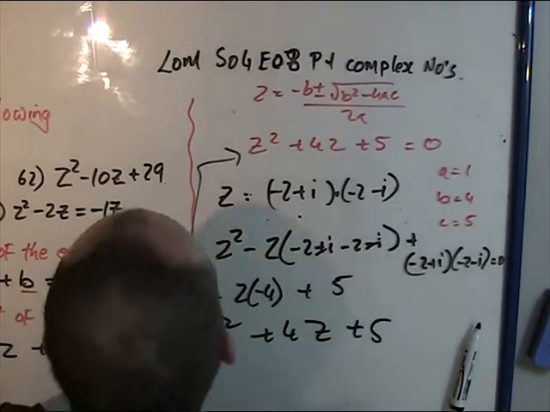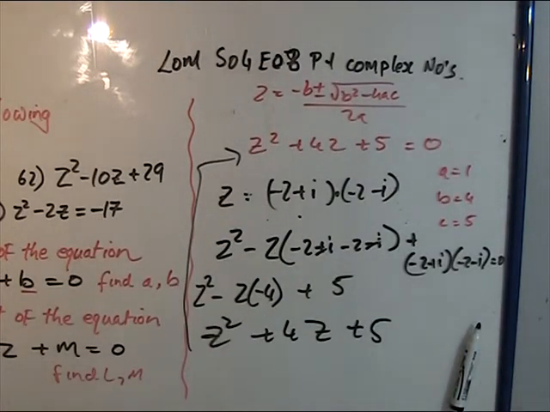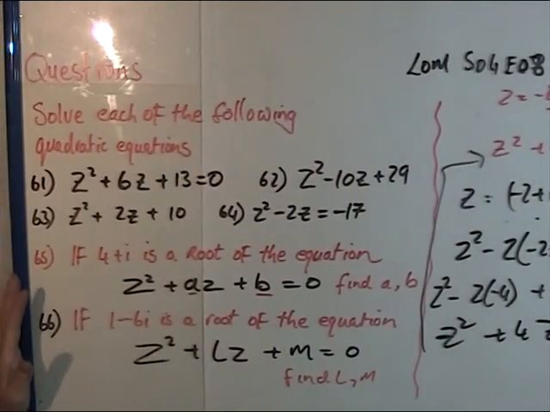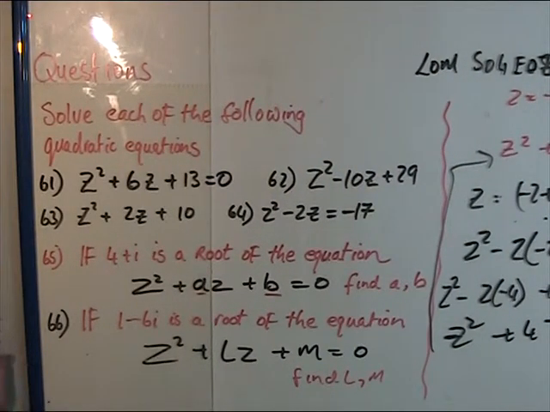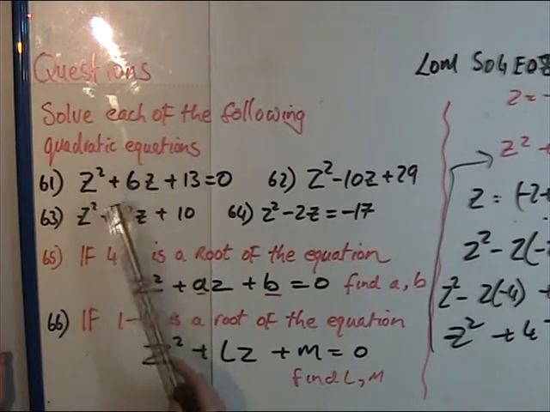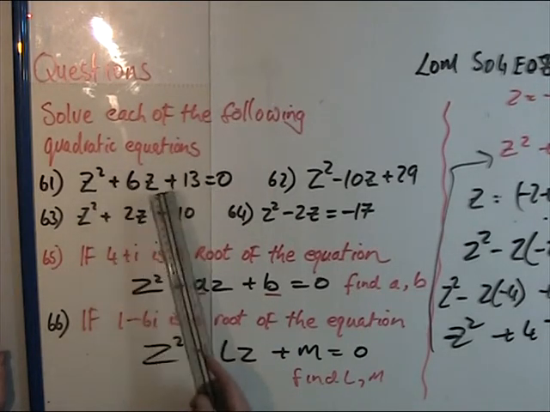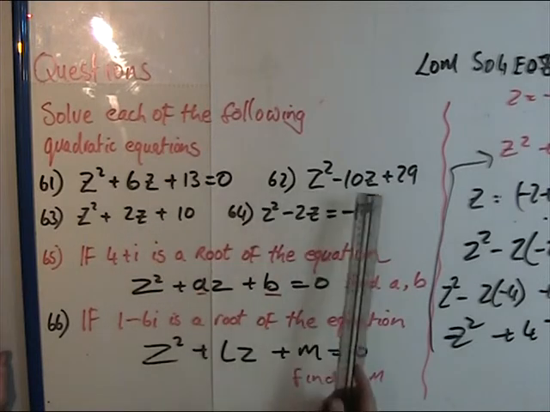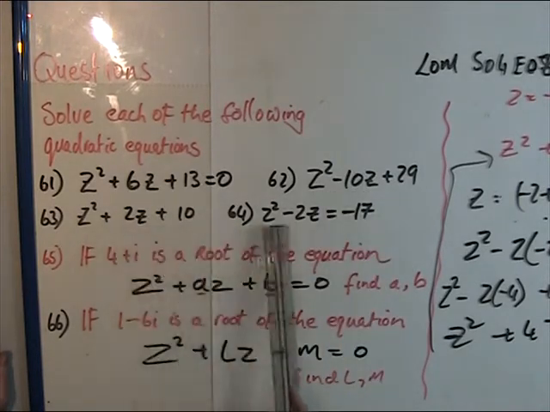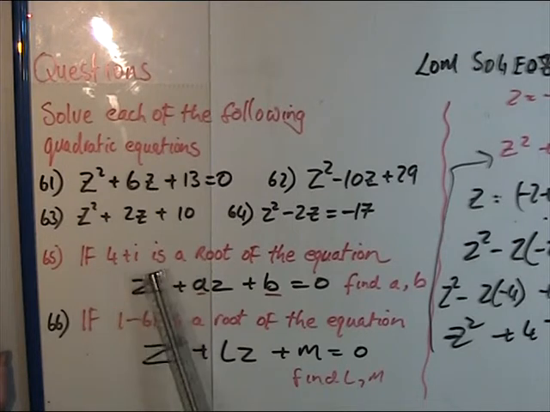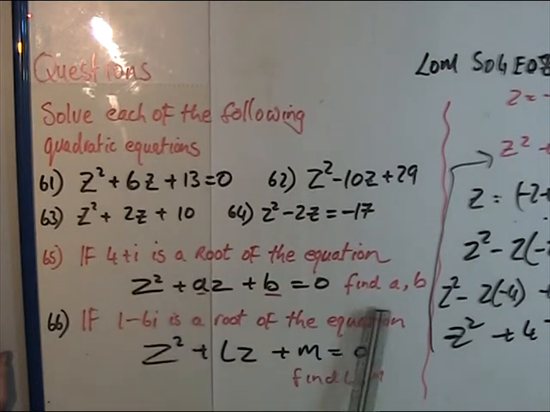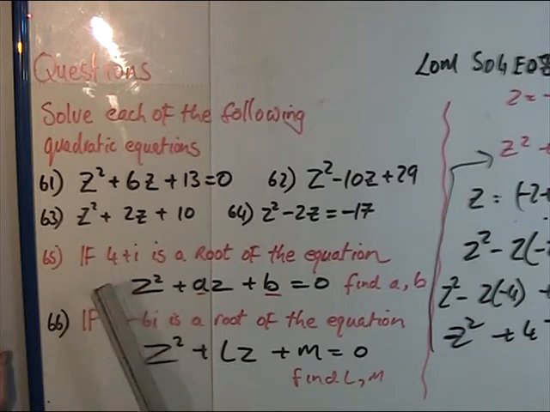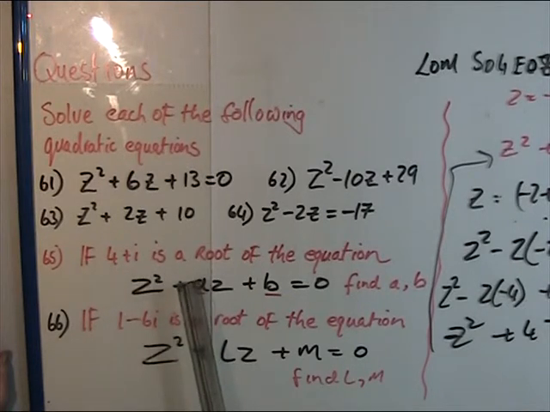Okay, the questions. Now, solve each of the following quadratic equations. The same again, so you have to use the formula, minus b plus or minus. Quite big, some of them are, but get down and do them. Now, if 4 plus i is a root of the equation, find a and b. Well, if 4 plus i is a root, so is its conjugate, 4 minus i. You put them in the equation, z squared minus z times the sum of the roots plus the product of the roots, and you get an equation, and then you'll be able to identify a and b.